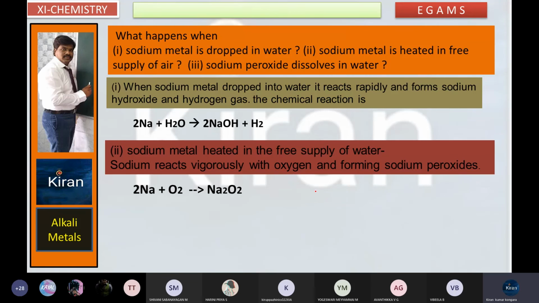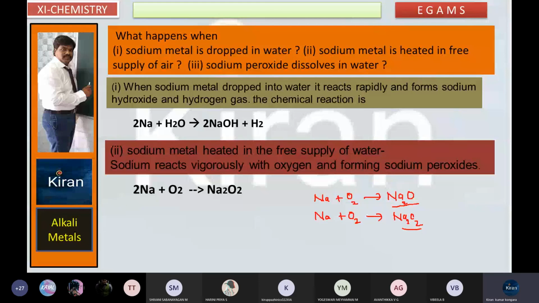See here, students. When sodium metal is exposed to atmospheric air, it reacts with oxygen to form sodium monoxide, Na2O. When sodium metal is heated, you get sodium peroxide, Na2O2. So when sodium metal is heated in a free supply of air, you get sodium peroxide. Without heating, you will get sodium monoxide.